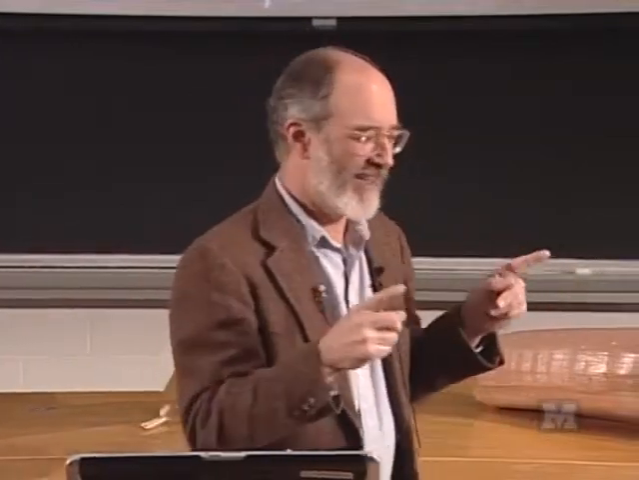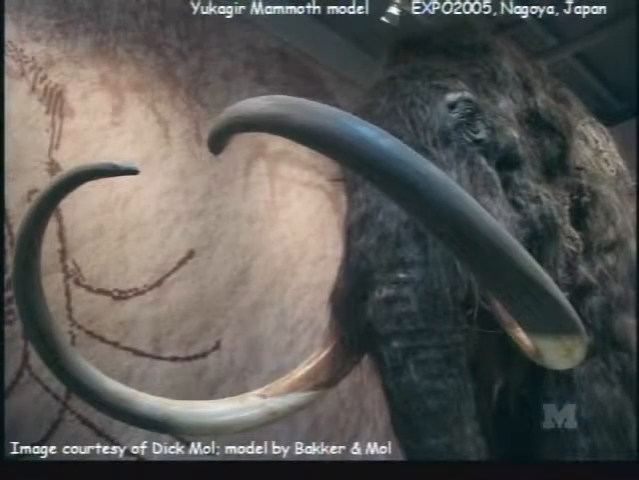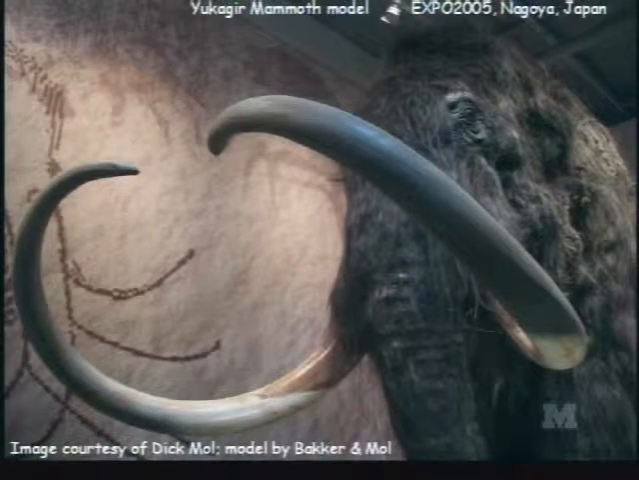You might say, well, how much imagination is in this? Actually, very little, because this is based on the very well-preserved carcass of the Yukagir mammoth. We'll see him later on, recently found in central Siberia. And we know a lot, in fact, about what these animals look like, even to the point of their body covering. At this site, I have excavated bushels of this coarse hair.